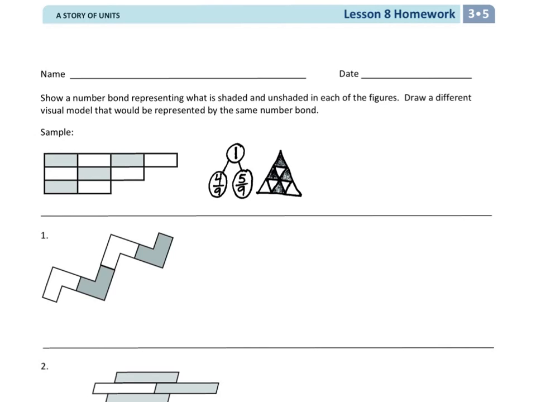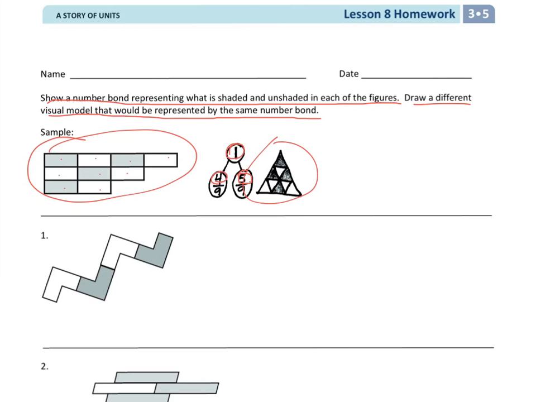The directions at the top state, show a number bond representing what is shaded and unshaded in each of the figures. Draw a visual model that would be represented by the same number bond. So we have a sample up here, and we see that there's 1, 2, 3, 4 of the total 9 boxes shaded, and 1, 2, 3, 4, 5 of the boxes unshaded, which is where we're getting this one whole from, because 4 and 5 will make 9, and that covers the full diagram over here to the left. And then a second one was drawn to show this.